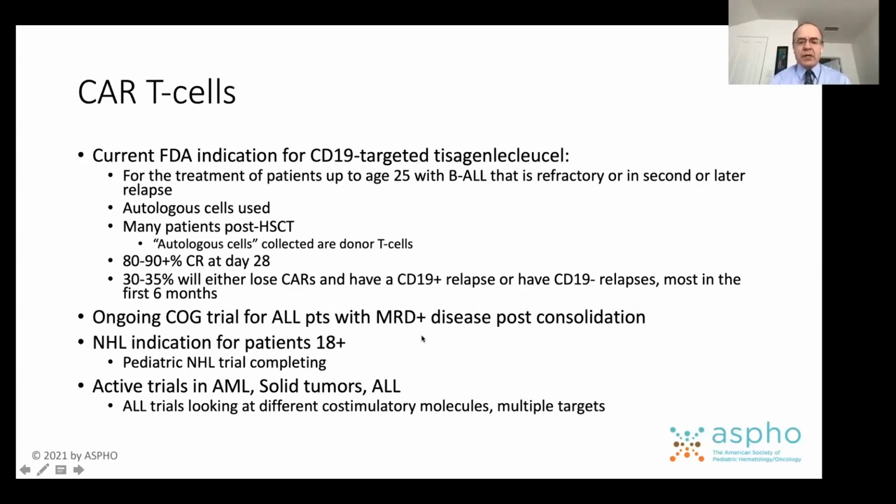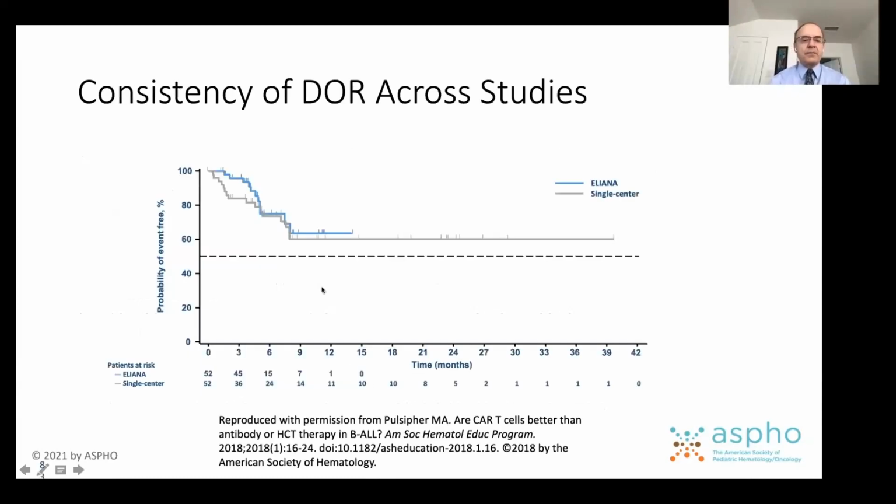There's an ongoing COG trial trying to see if we can look earlier in the disease process with ALL to see if we can treat it. There's an NHL indication for patients greater than 18, but definitely CAR T cells are highly effective in NHL and adult studies. And there are ongoing studies in AML, solid tumors, and ALL.